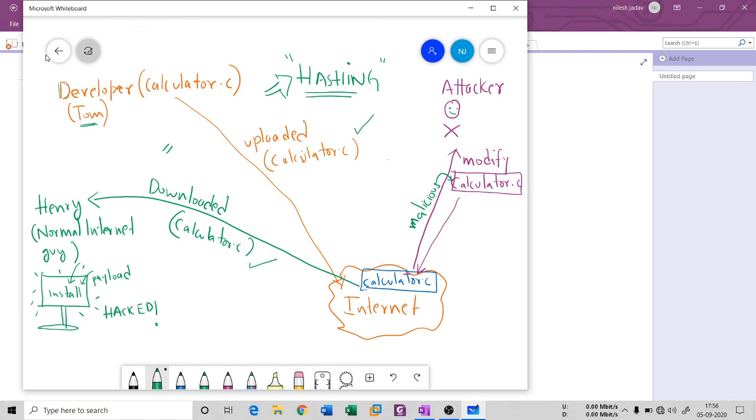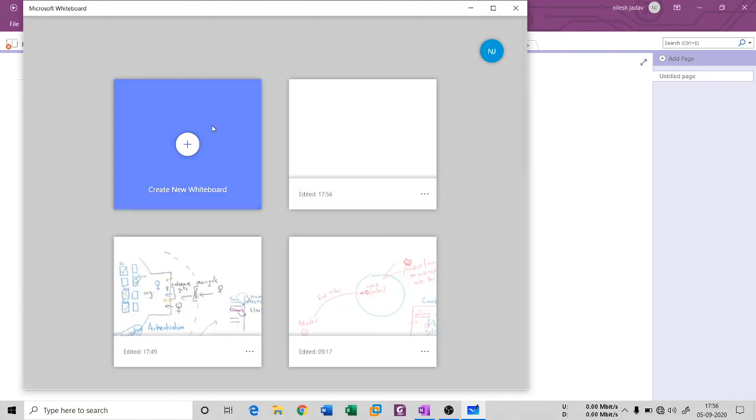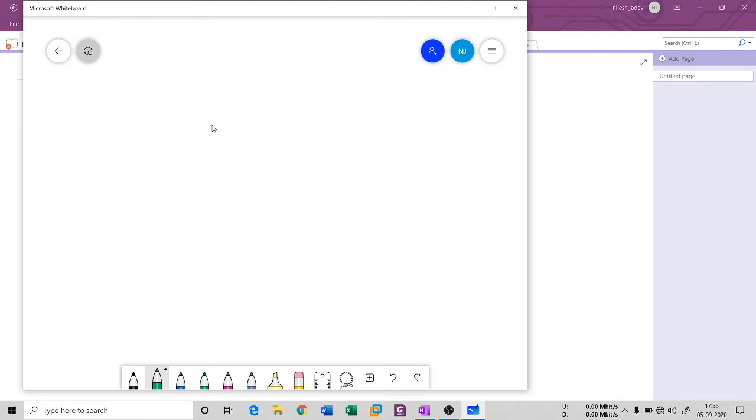Okay, so it's a saved thing. So hashing, let's see it. What is hashing, sir? How can I resolve this integrity issue? Well, you see, hashing is basically, when I say hashing, it's a process. It's a one-way function, simple way, a one-way function.